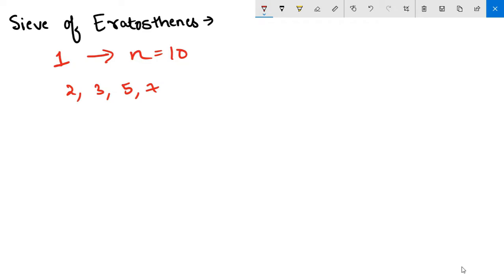Most of the time in competitive programming you will get questions where there won't be a direct implementation of Sieve of Eratosthenes, but you have to figure out how you can make this algorithm work for that question. But this is quite a good idea for finding prime numbers in a certain range with a time complexity of n log of n. Okay, so this is the time complexity.